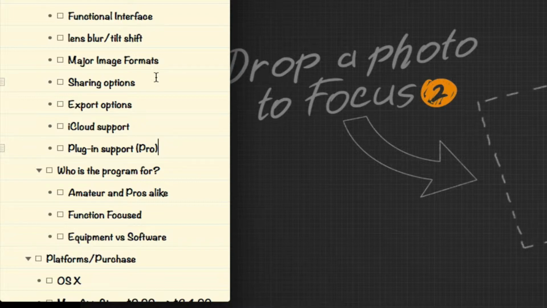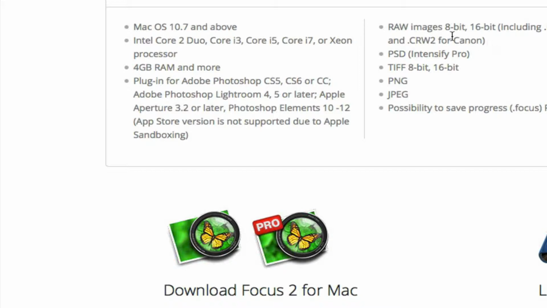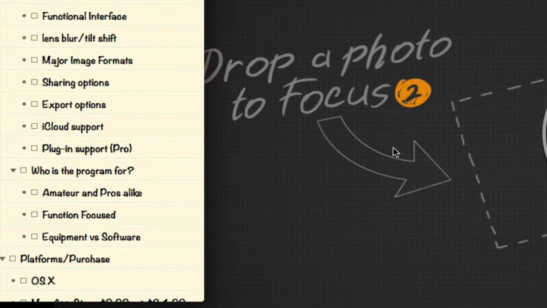Another thing that I like about this app is the lens blur and tilt shift features, which are among a number of features associated with creative, selective focus type of image editing. But these are the two that I really use the app for the most. Another feature is that major image formats are all supported, such as Photoshop, the PSD format, JPEG, TIFF, PNG, raw images, 8-bit, 16-bit. Okay, so that just gives you an idea of that.